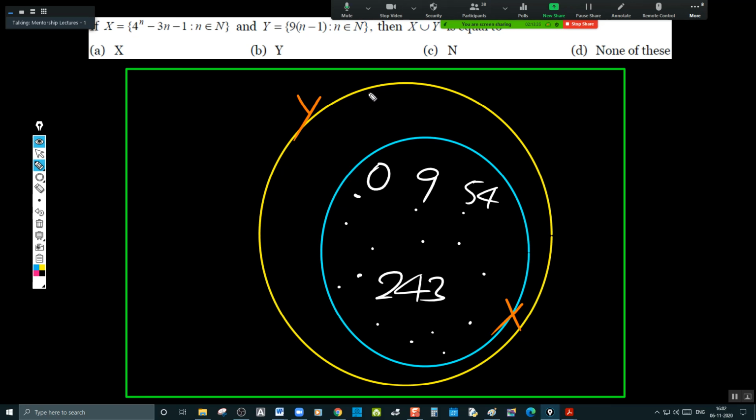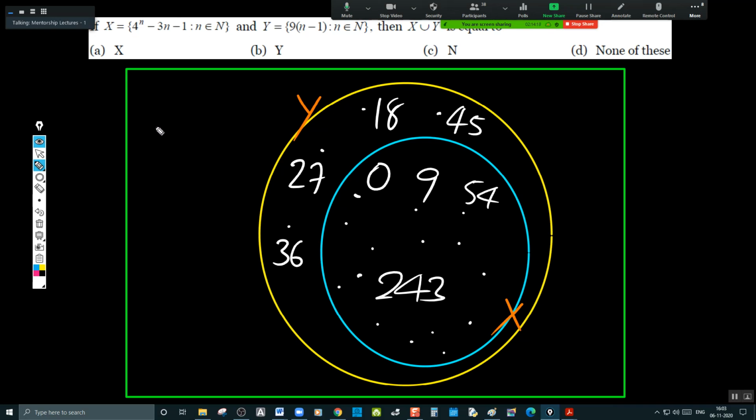Now you tell me what is y now. 0 already written, 9 already written. What is that present extra? 18 will be outside. Next, if you write 3, 27 is outside. If you write 5, 36 outside. If you write 6, 45 outside. If you write 7, 54 is already there. This is the meaning of it here.